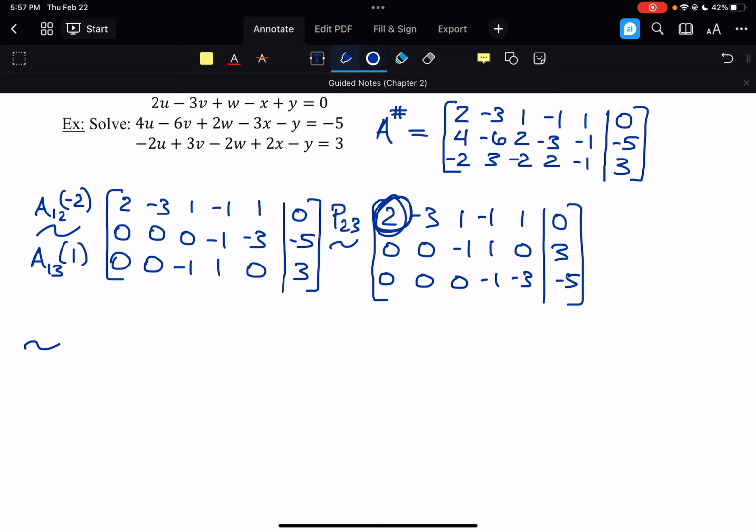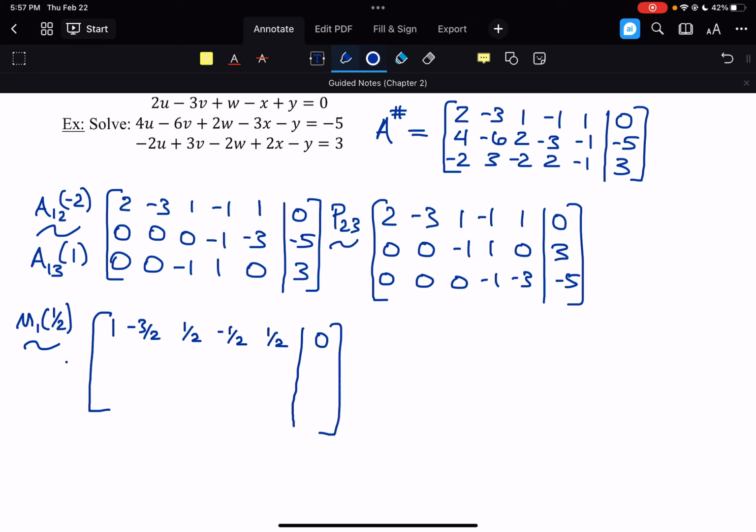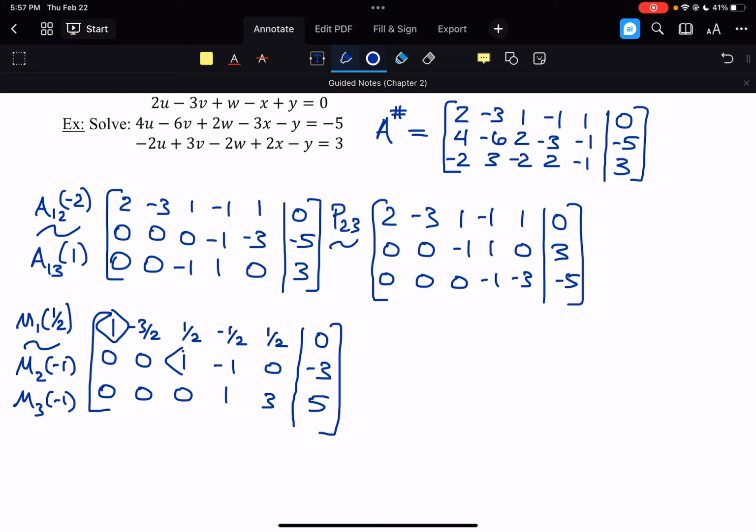And then this needs to become a 1, so we'll go ahead and multiply the first row by 1/2. So that's 1, negative 3/2, 1/2, negative 1/2, and 1/2, and 0. And then the second row, this negative 1 needs to become a 1, so we'll go ahead and multiply second row by negative 1. So that's 0, 0, 1, negative 1, 0, negative 3. And same thing for the third row. So we'll multiply third row by negative 1, get 0, 0, 0, 1, 3, 5.